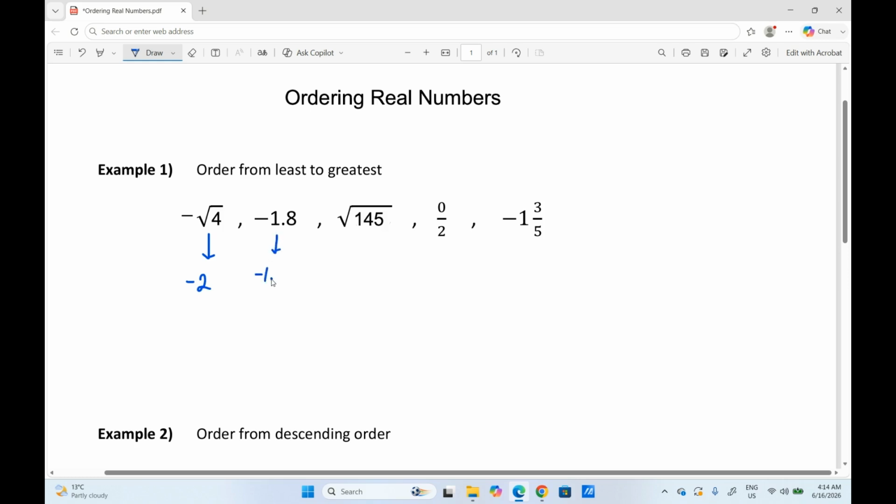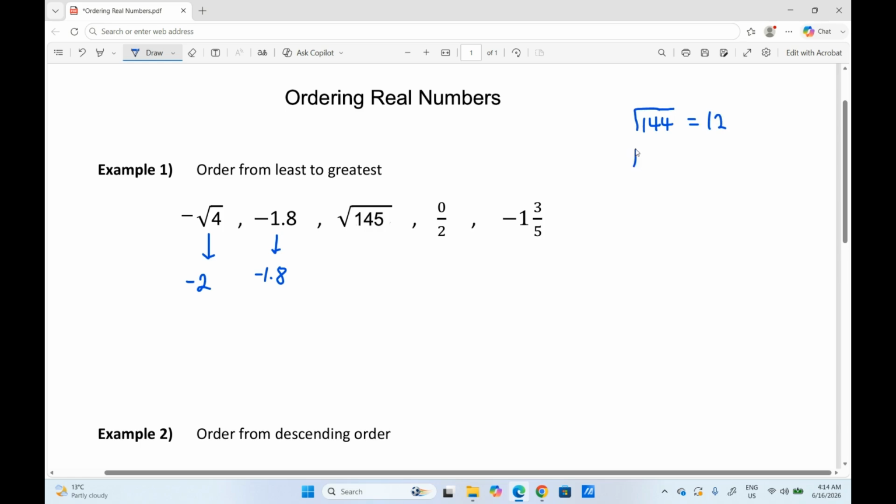Negative 1.8 is already a decimal, so I can leave it. The square root of 145. So 145 is not a perfect square, so when you take the square root of that, you're going to get a number that is not very nice because it's going to be non-terminating and non-repeating. Now, here's what I do know as an aside: I know that the square root of 144 is going to equal 12.